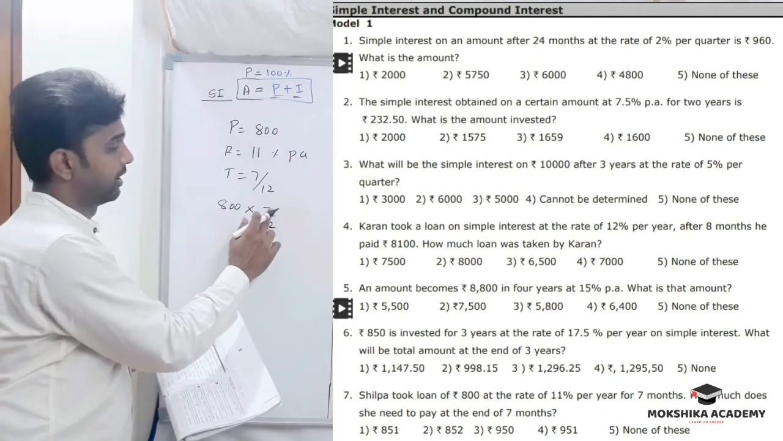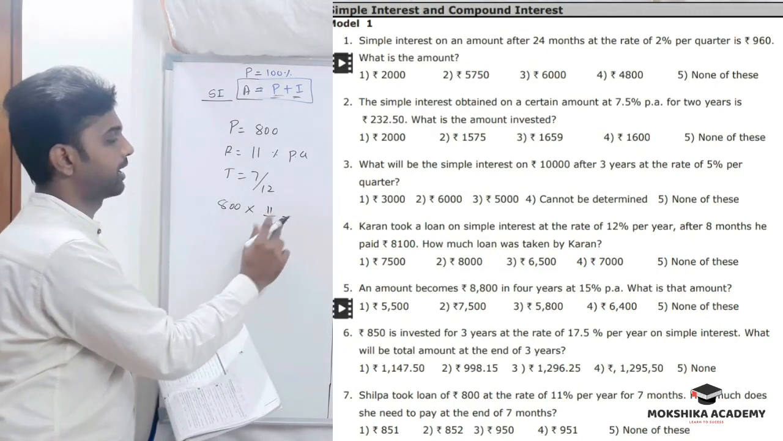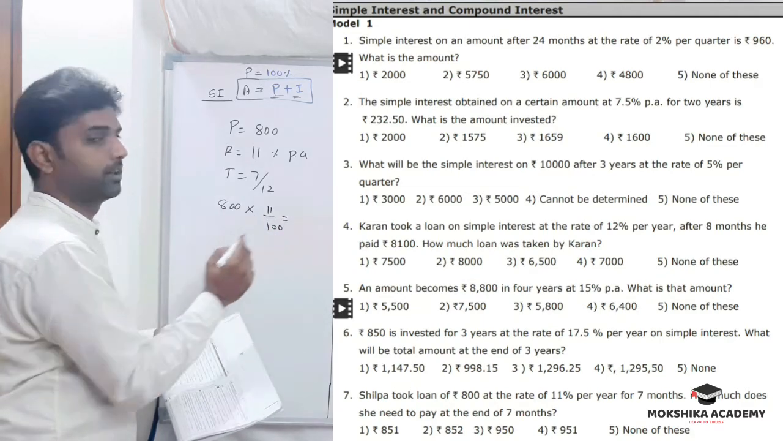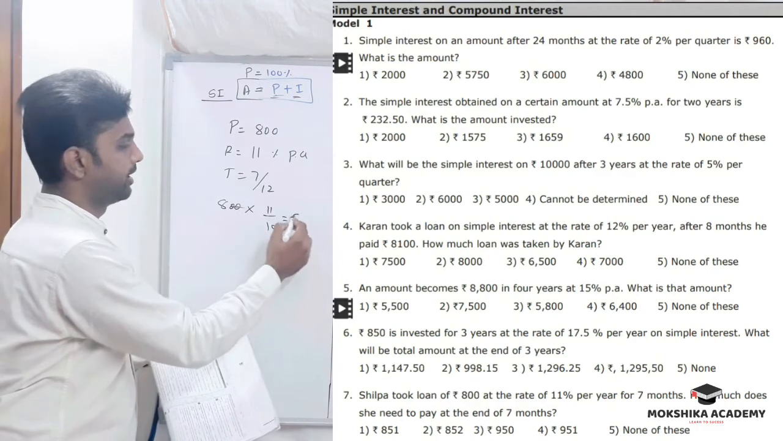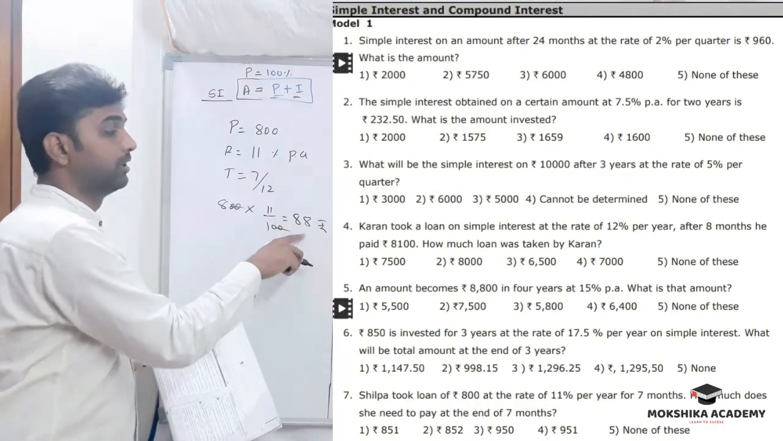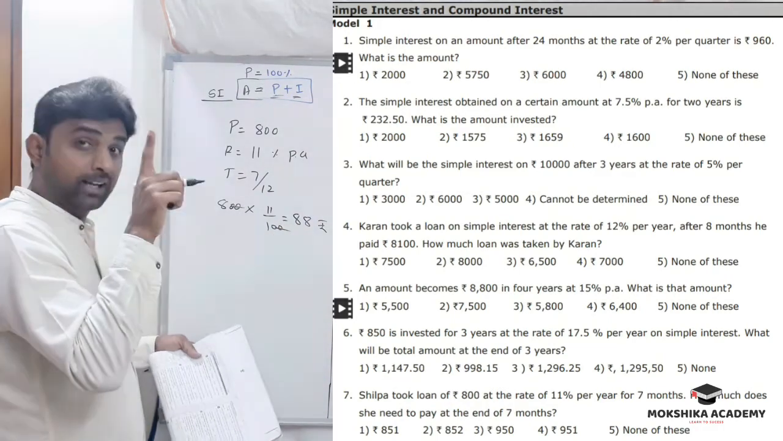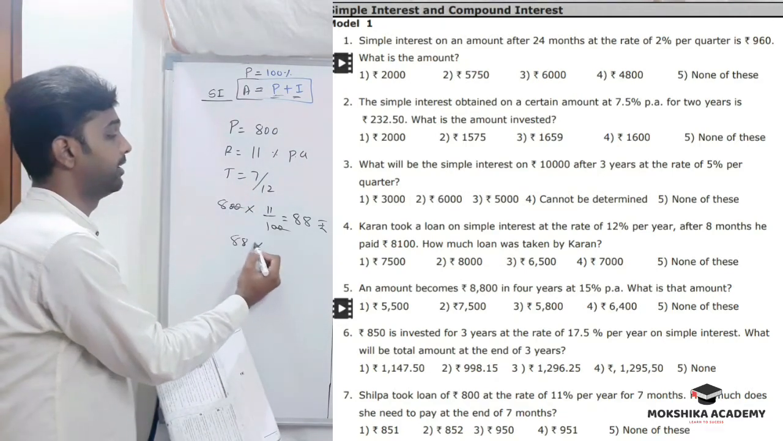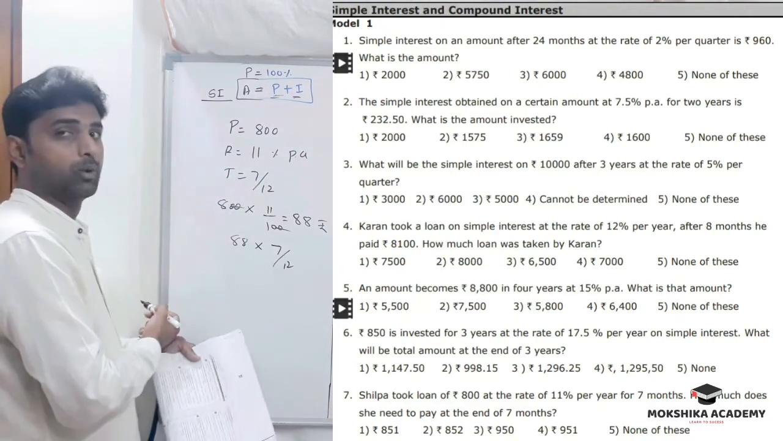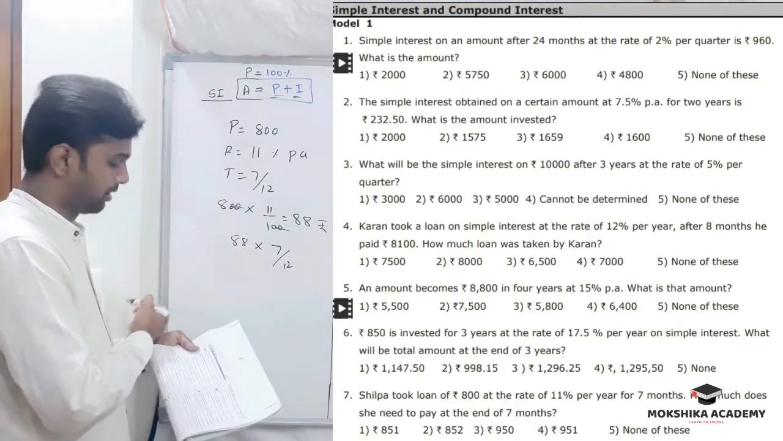Okay, sorry. What is the rate of interest? First we will calculate for 11%. We will calculate the interest for 1 year. So how much will it be? 88 rupees. Okay. This 88 rupees is for 1 year. We need to calculate for 7 months. So 88 into 7/12.